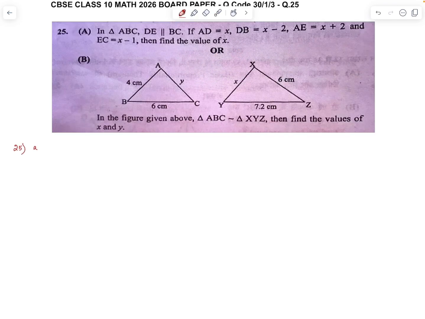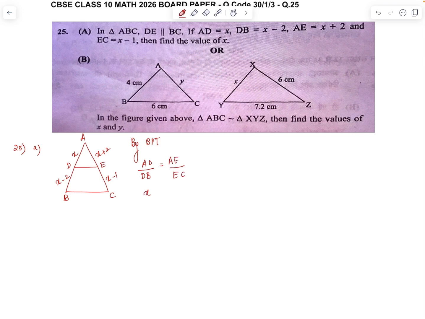Let's draw the triangle ABC. DE is parallel to BC. AD is x, DB is x minus 2, AE is x plus 2 and EC is equal to x minus 1. By BPT, AD upon DB is equal to AE upon EC.